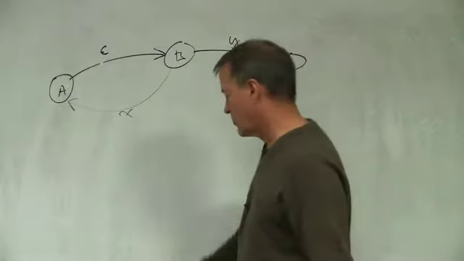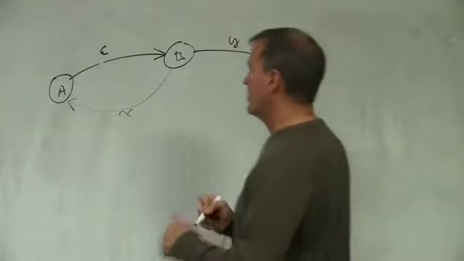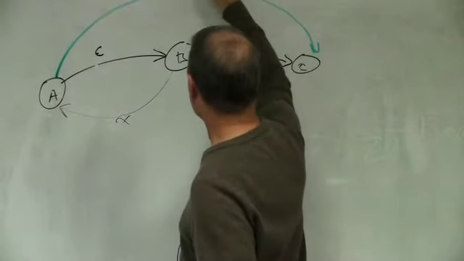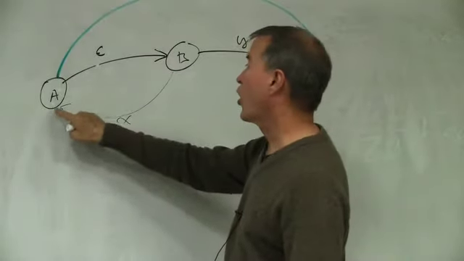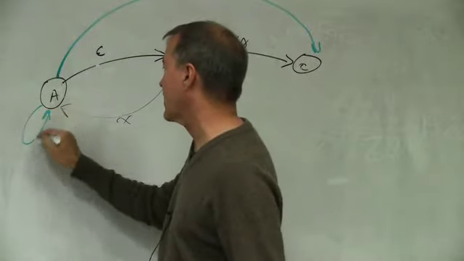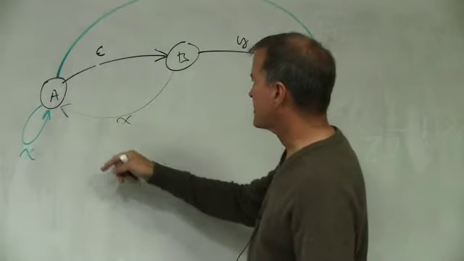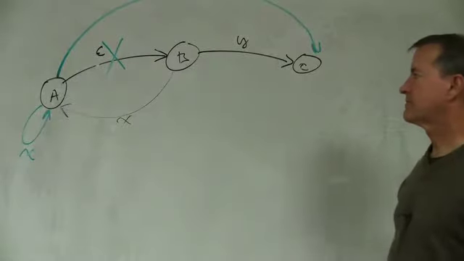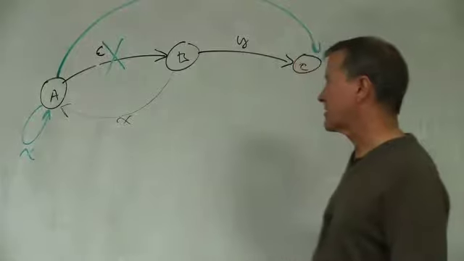So to eliminate this empty transition, you would go from here to here on Y, and then from here to here on empty, and then from here to here on X. That's the same thing as going from here to here on X. Are you with me there? And if B was a final state, then A would have to be a final state.